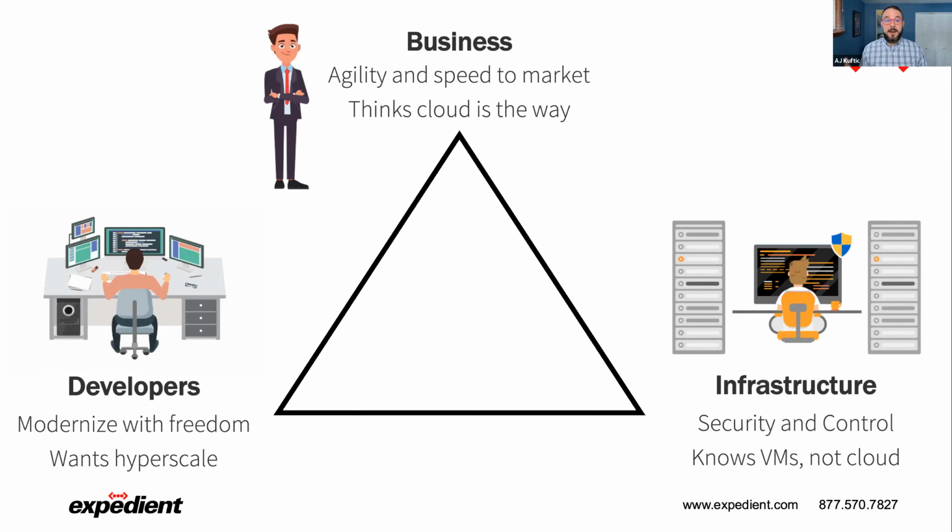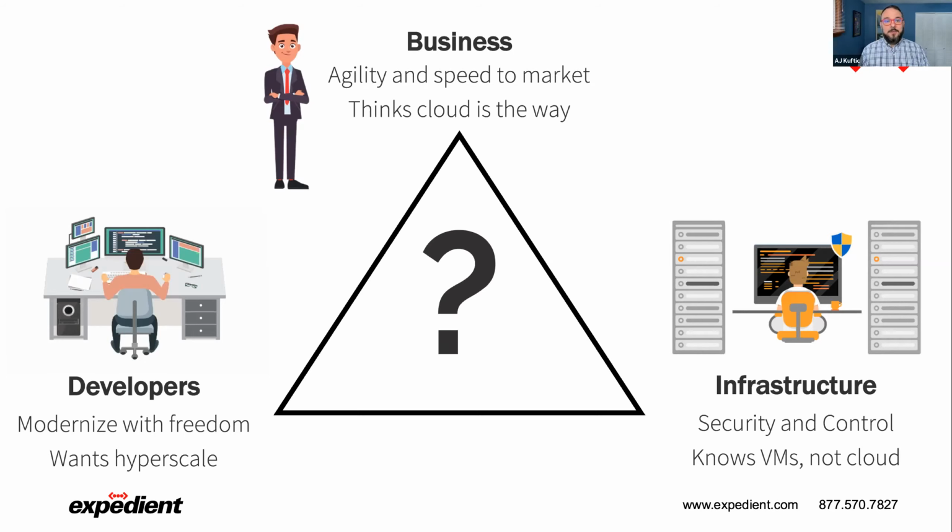So the business is coming back and saying, we want to go to the cloud. That's it. That's the extent of cloud knowledge that they have. We want cloud because we want to go faster. And that's a challenge because the developers and infrastructure teams may have competing visions on what that actually means. So what's in the middle here? How do you actually do this?